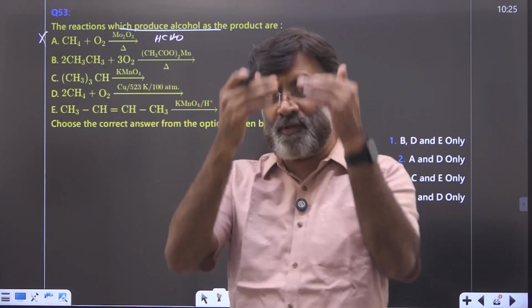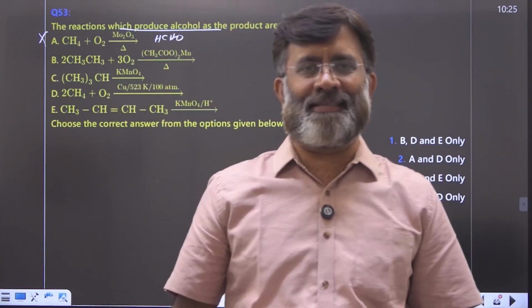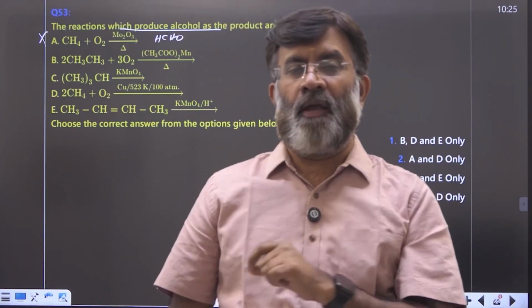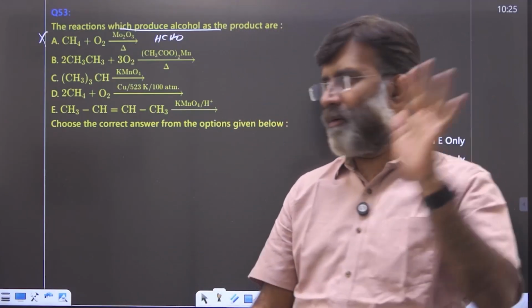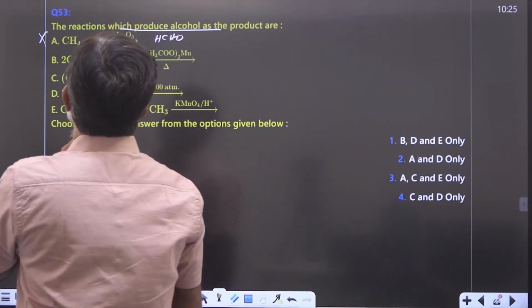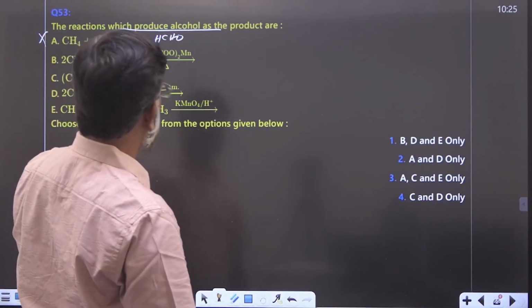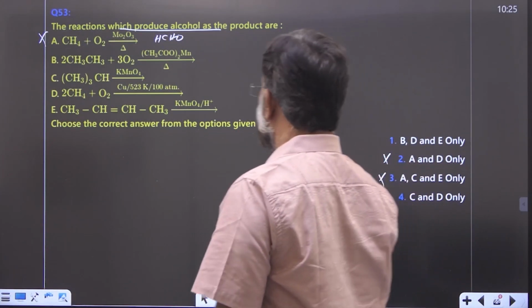Now again those reactions. Ethane with the manganese acetate, you get ethanoic acid. And an alkane containing tertiary hydrogen, when treated with the KMnO4, you get an alcohol. So learn all those reactions. Number 2. So A is not in the answer. So 2 choices out.